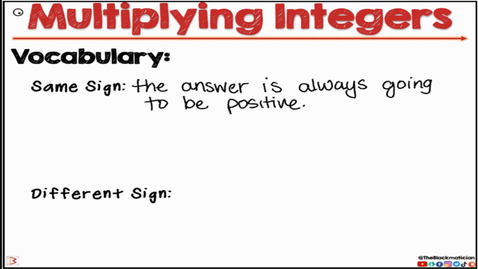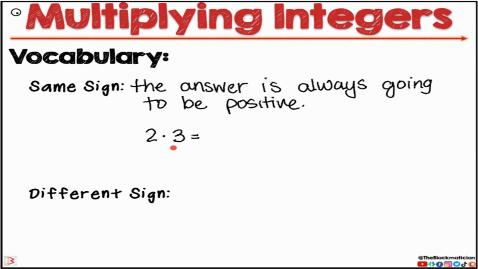For instance, if I were to do 2 times 3, well, that's a positive times a positive, and the answer is going to be a positive 6. If I were to do negative 2 times negative 3, that's a negative times a negative, and the answer is still going to be a positive 6. So when you're multiplying integers of the same sign, the answer is always going to be positive.